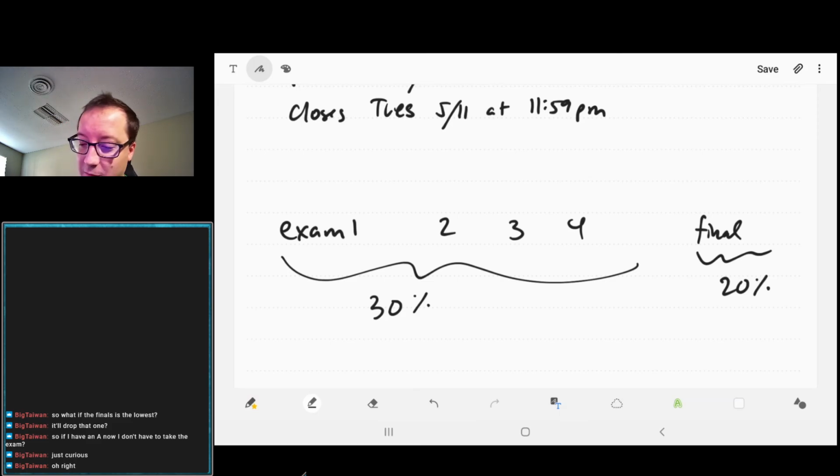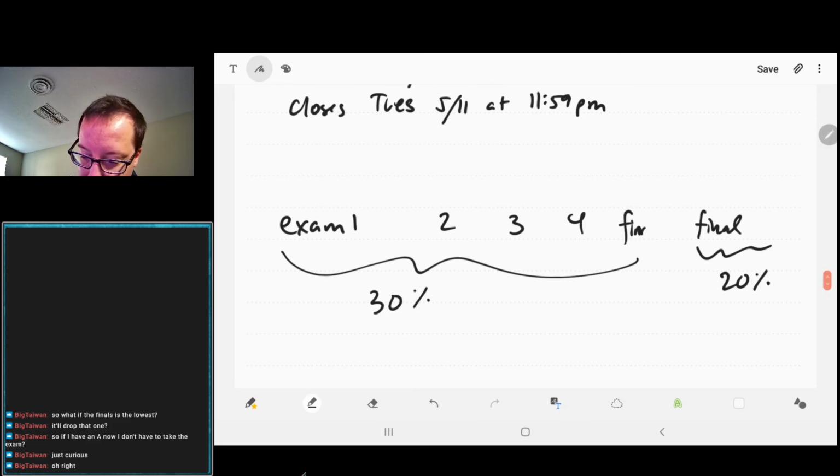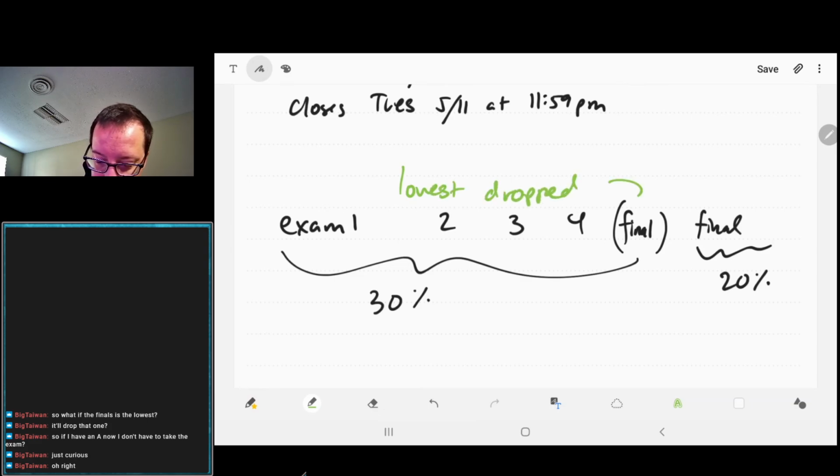So what the final will do is your final will also go into the 30% pool. And so it'll choose one of those 5 now to drop. So that's what that means. If you are happy with a C and you just don't want to take the final, that is fine. You can do that. I don't recommend it. You might as well try, right?